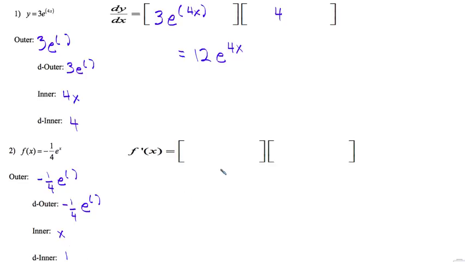So multiply daughter by dinner. Make sure you do that. So daughter is negative 1/4 e to the power of whatever, and that happens to be x, times dinner, which is 1. So my final answer is just negative 1/4 e to the x, which is the same exact problem that I started with. All right, moving on to number 3.